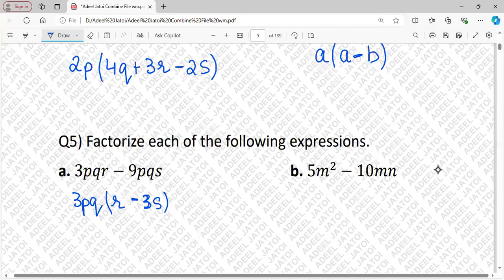5m square minus 10mn. So 5m becomes common. The remaining variable is m minus 2n. 10 divided by 5 is 2.